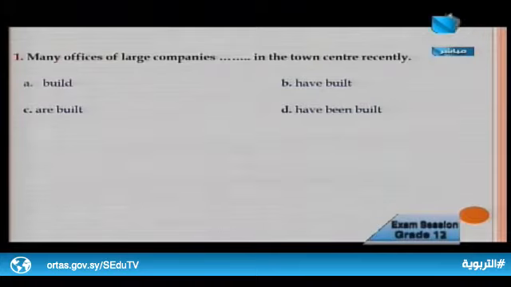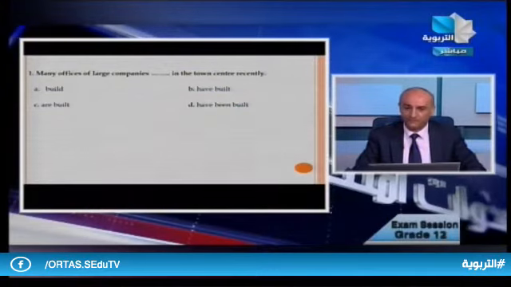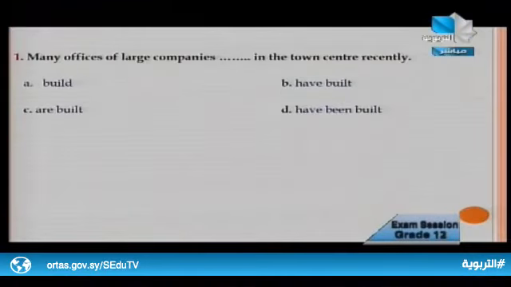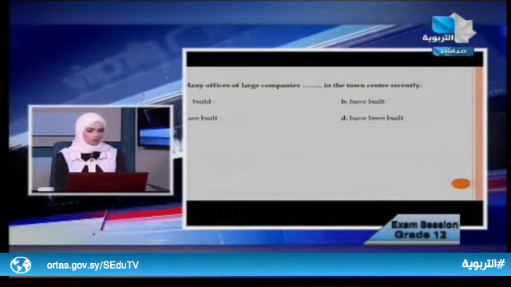Now, before we go on to Unit 4, we have an exercise about the passive voice, please. The first sentence: many offices of large companies build, have built, are built, have been built in the town center recently. We have active and passive voice choices. The students have to identify if it's active or passive according to the word before the verb.